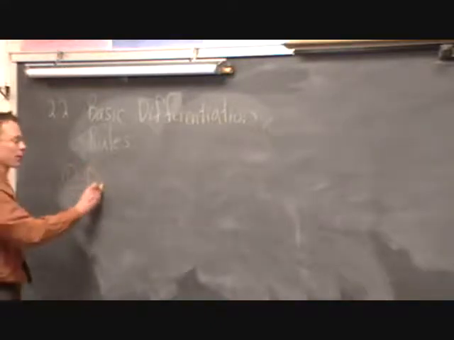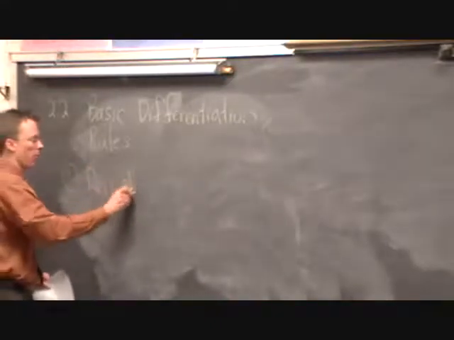All right. Basic differentiation rules. Rules in this case is a noun, although it could also be used as a verb, as in basic differentiation rules. But most people don't see it that way, so a noun is perfectly acceptable. First basic rule: the derivative of a constant function.